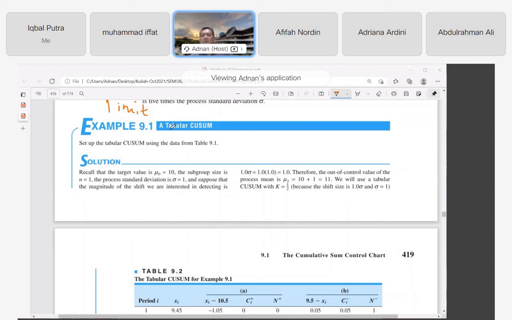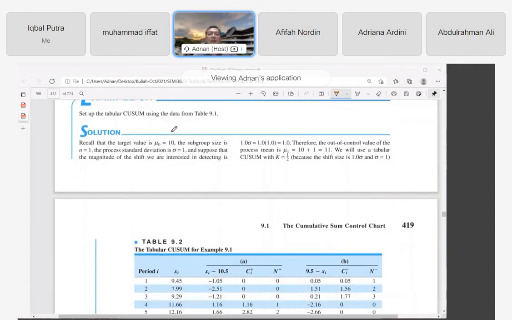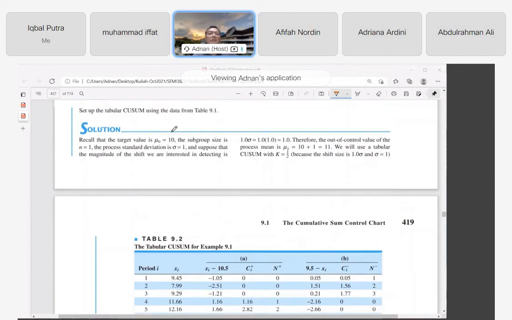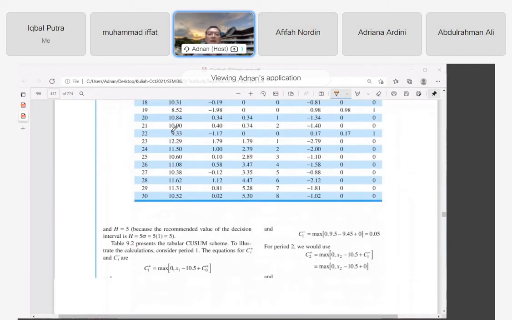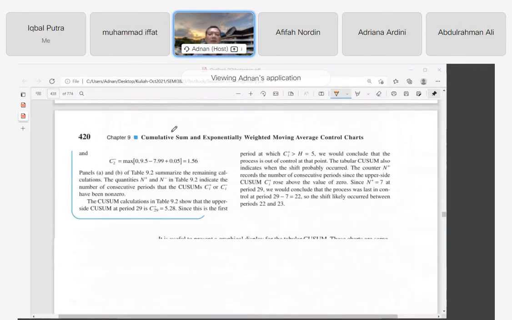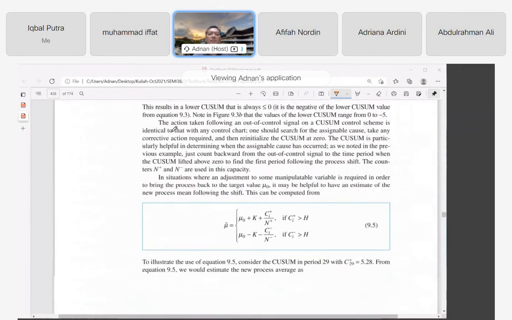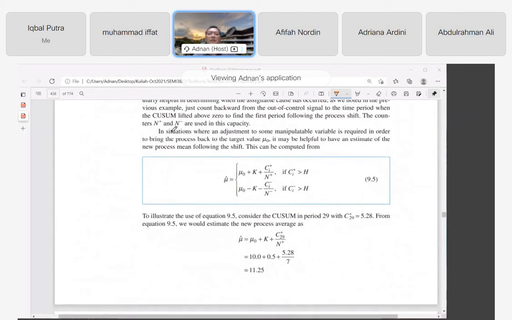Tabular QSUM, so that's where we stopped just now. In this tabular QSUM, let me show the chart first, the chart that we produce.